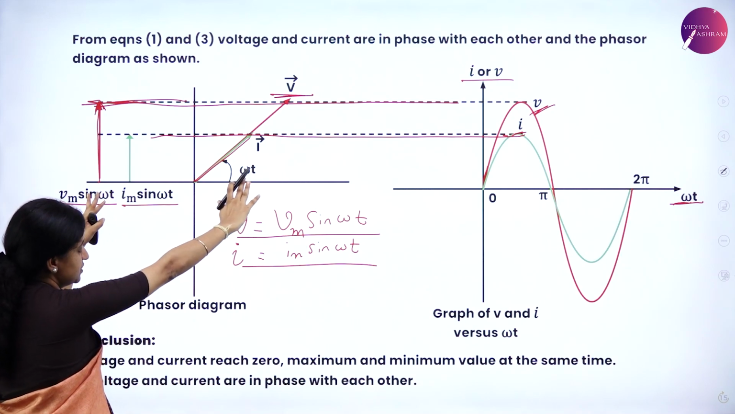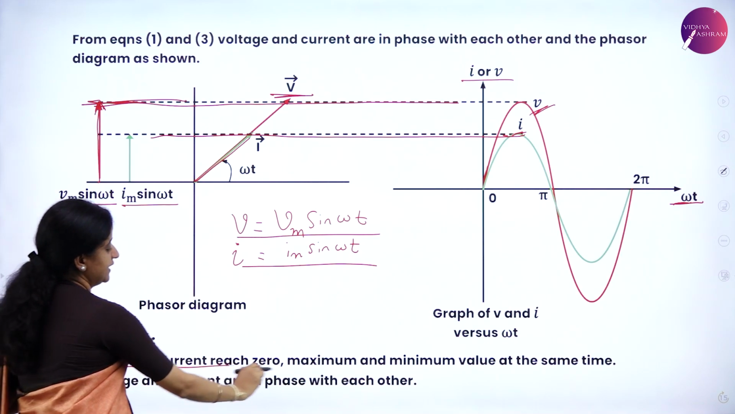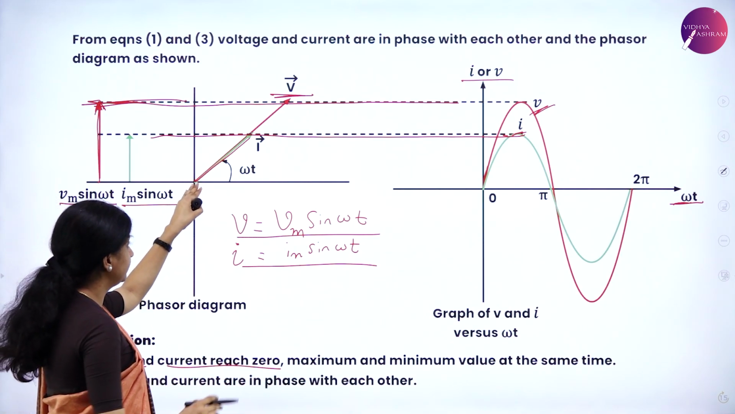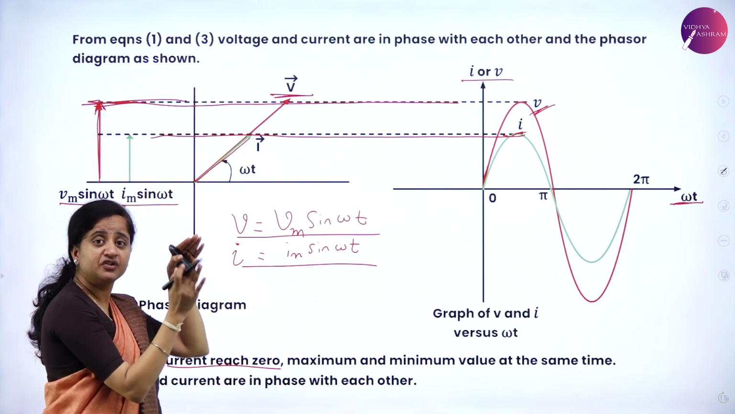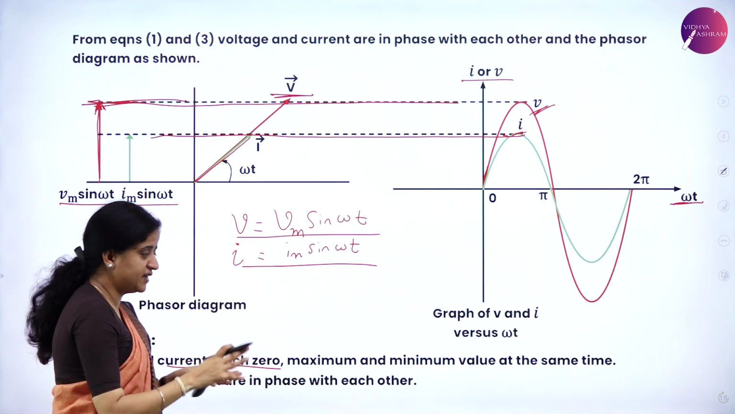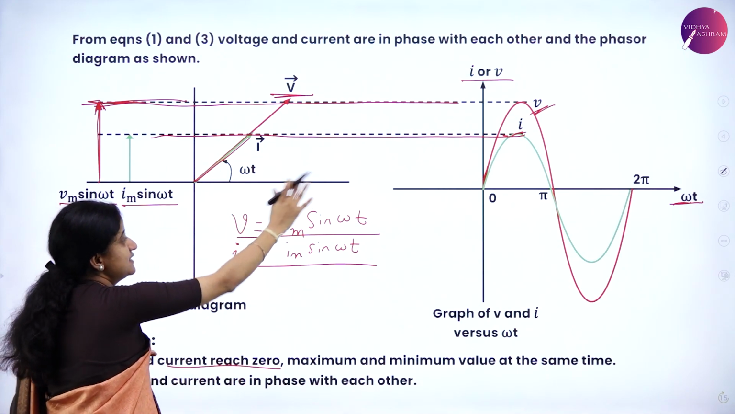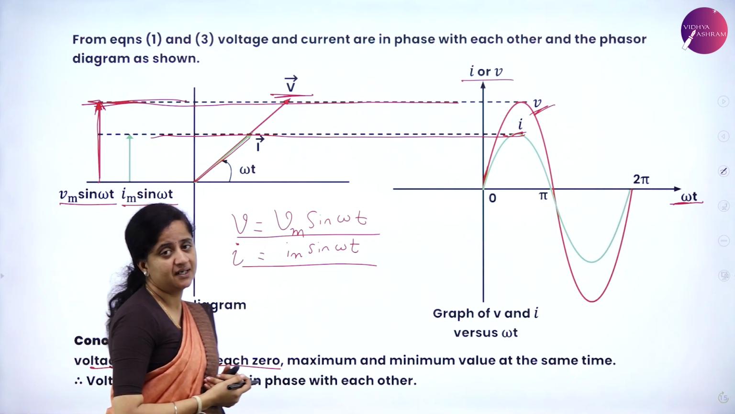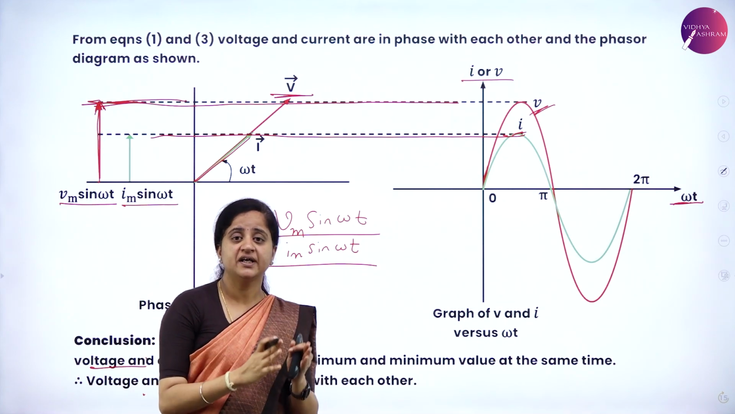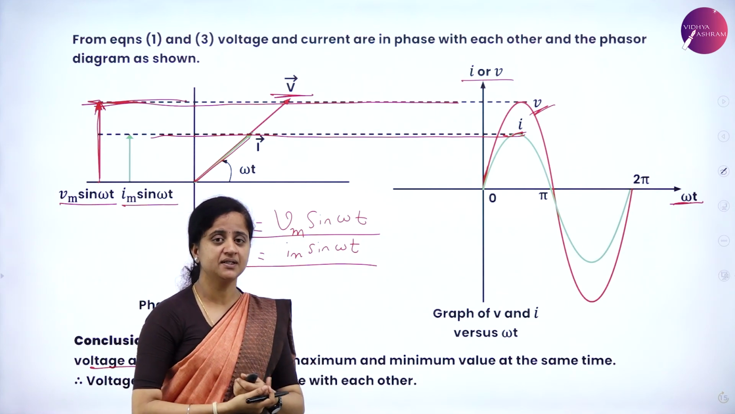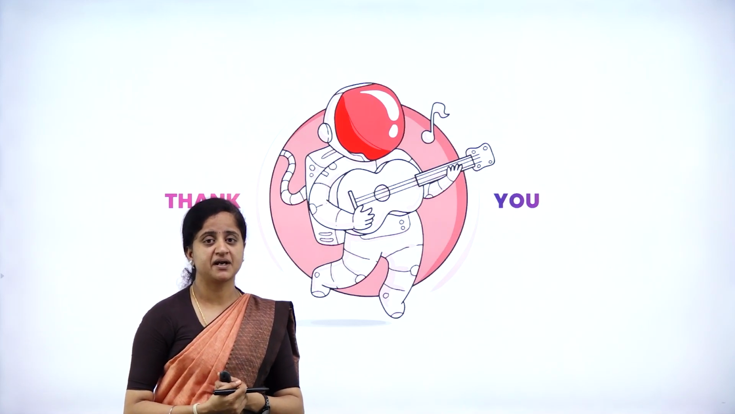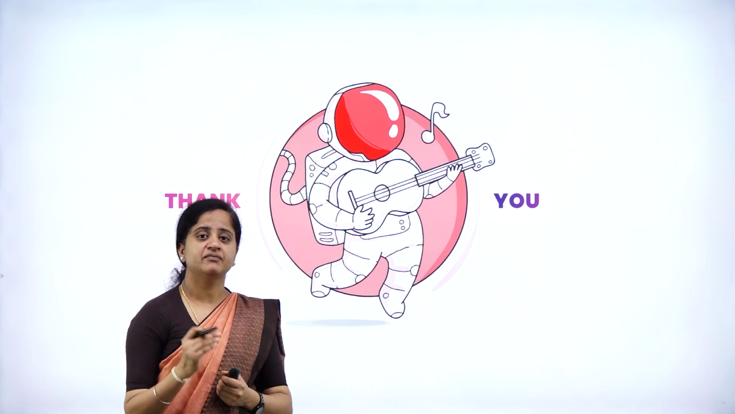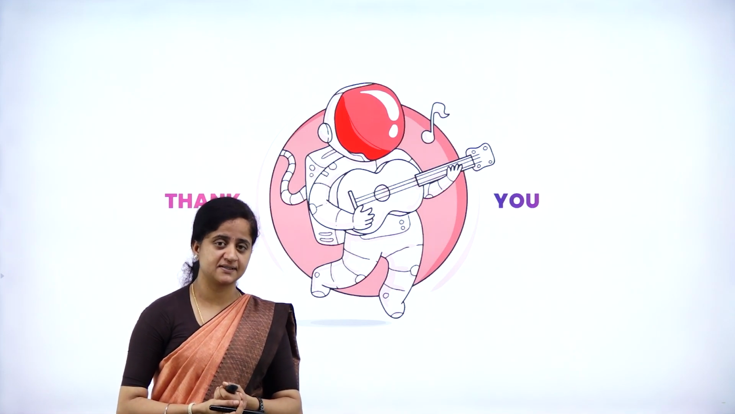So what is the conclusion from this? The voltage and current reach zero, reach maximum, and reach minimum together, which means there is no phase difference between them. They are in phase with each other. So this is all about the basic introduction to the AC parameters and the condition when an AC voltage is applied to a pure resistive circuit.